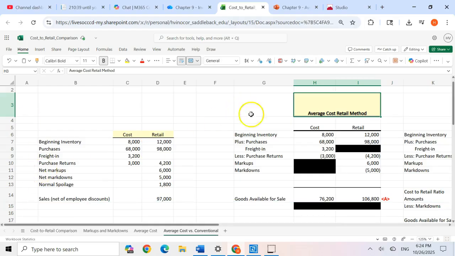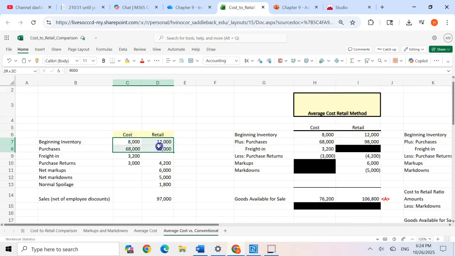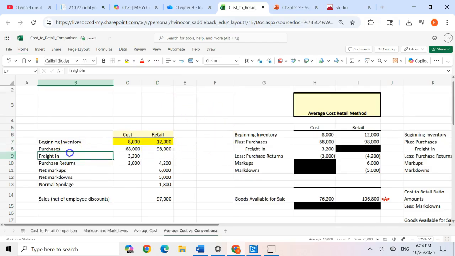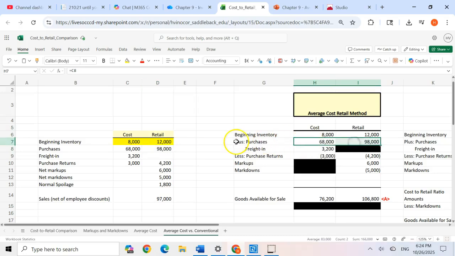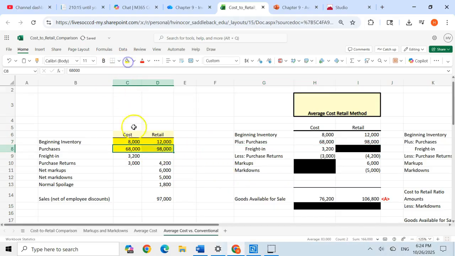So let's start. We start with our beginning inventory, and we're given here the cost and the retail amounts for beginning inventory. So that's right here. Let's just highlight that right there. Next, we have purchases, and we're also given the cost and retail, and that goes right there under plus. We increase each column for the cost and retail for purchases. So we've dealt with that.